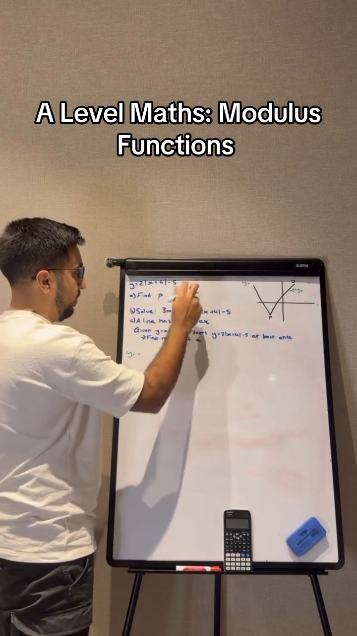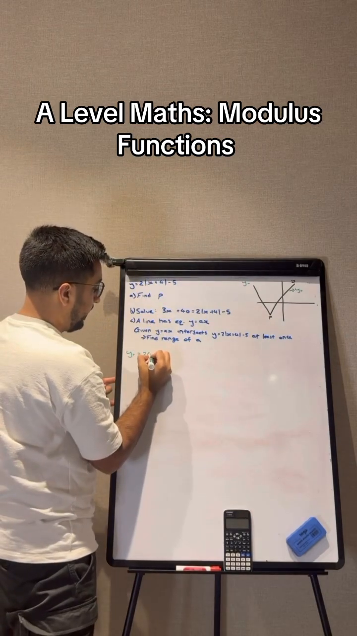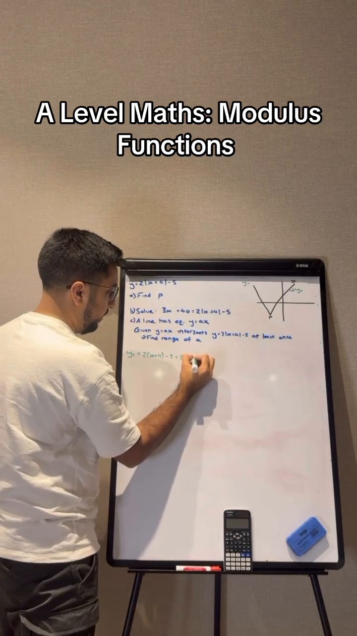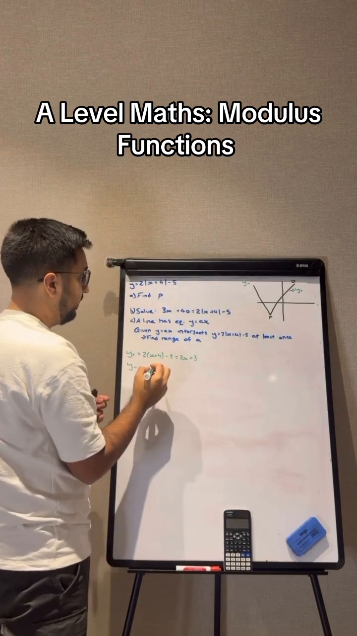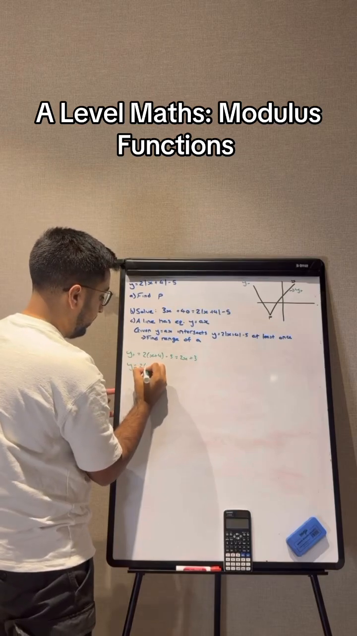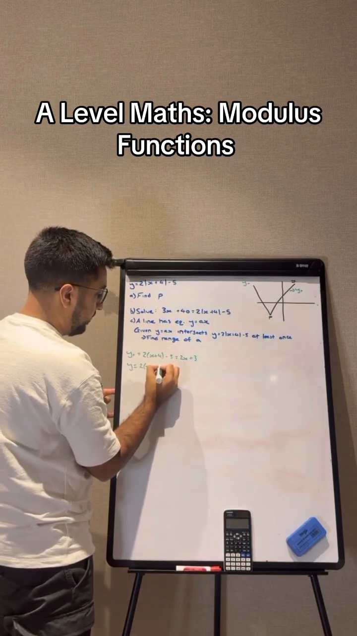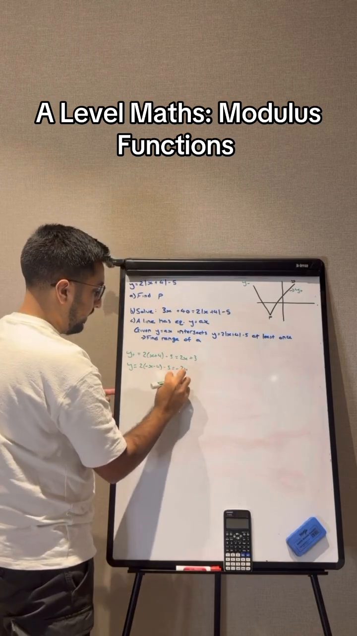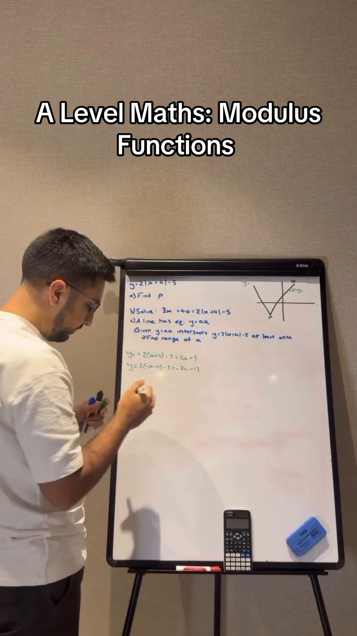The first part is all positive, so we have 2x plus 4 minus 5 to expand out to be 2x plus 3. And then we have y negative, which is equal to 2, and then minus x minus 4 minus 5, which gives us minus 2x minus 8 minus 5 is minus 13.